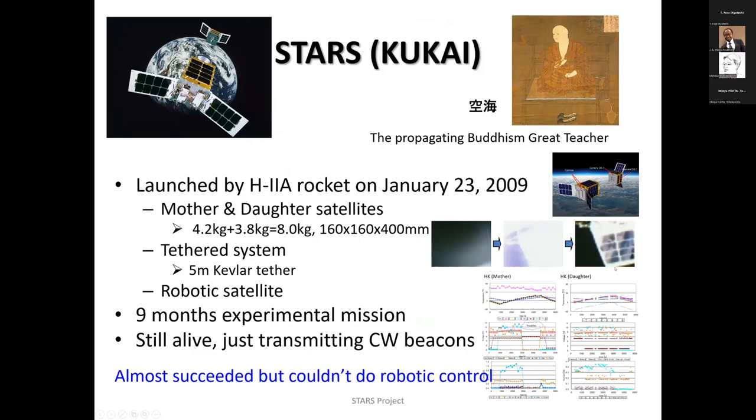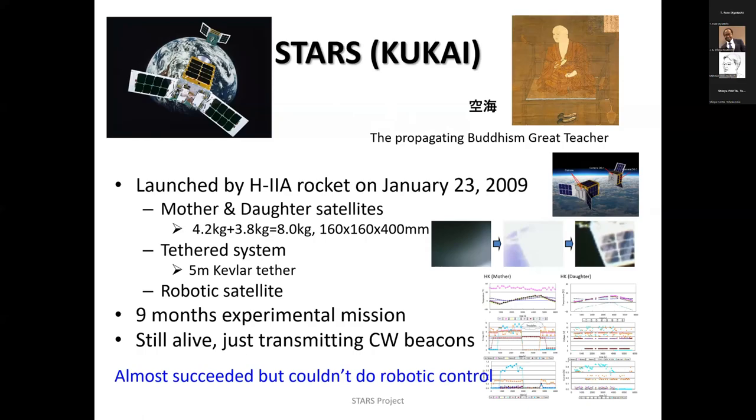Okay, this is the first satellite named STARS. And the nickname is Kukai. Kukai's origin is in Kagawa, so we named this satellite Kukai. And this satellite was launched by an H2A rocket on January 23rd, 2009.